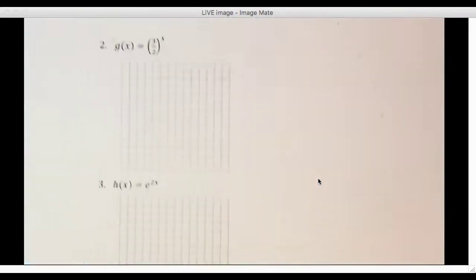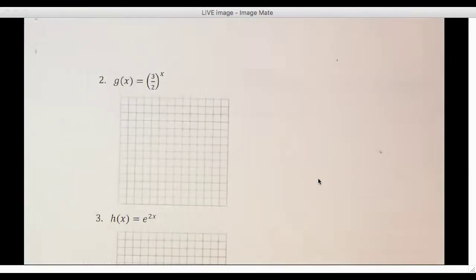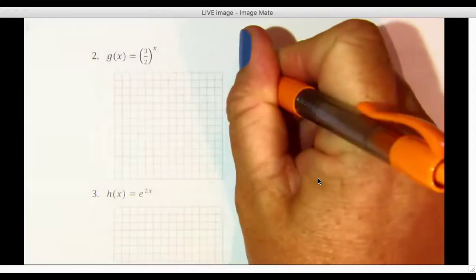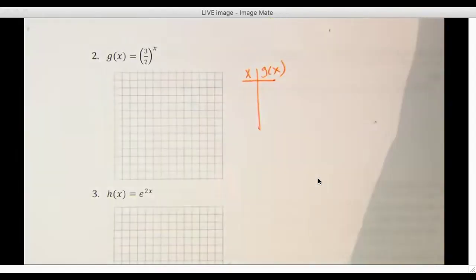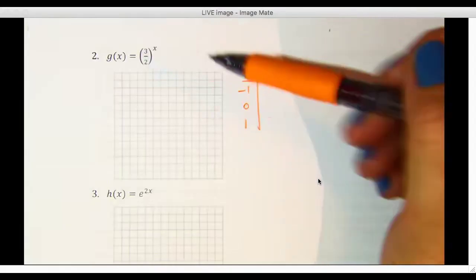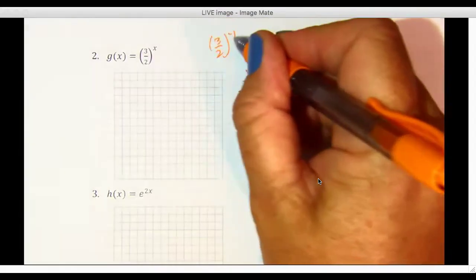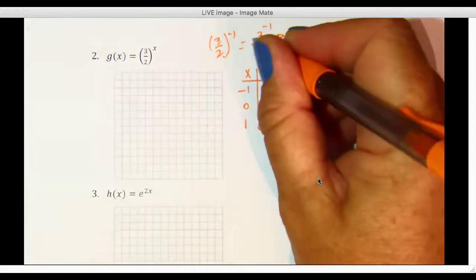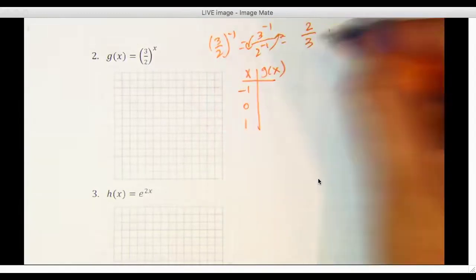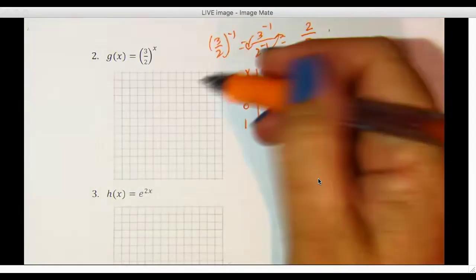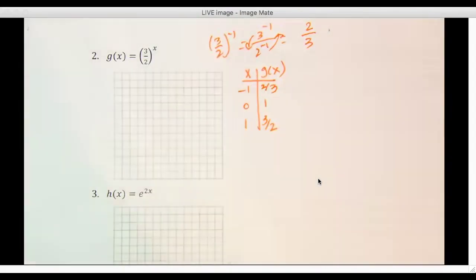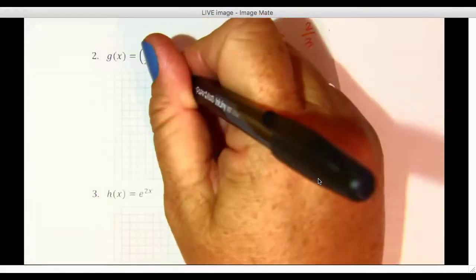Let's do a few more graphs here. And I have 3/2 to the power of x. And now I'm going to go to just using 3 points. I'm going to use -1, 0, and 1. And when I plug in -1, 3/2 to the -1 power, that's 3 to the -1 and 2 to the -1, and those move. So that becomes 2/3. Anything to the 0 power is 1, and 3/2 to the first power is 3/2. So I can go ahead and plot those values now.